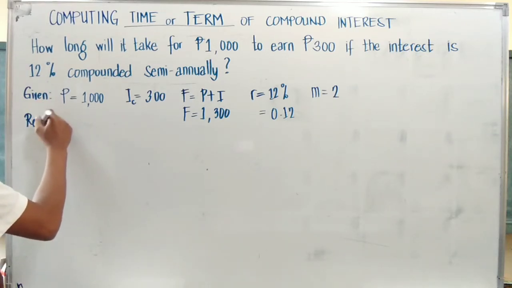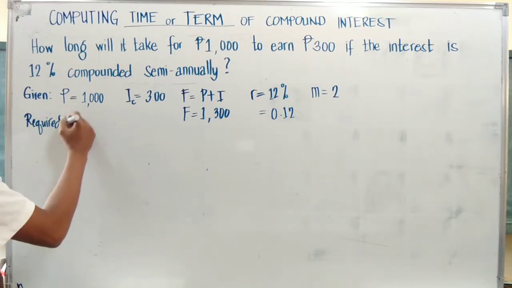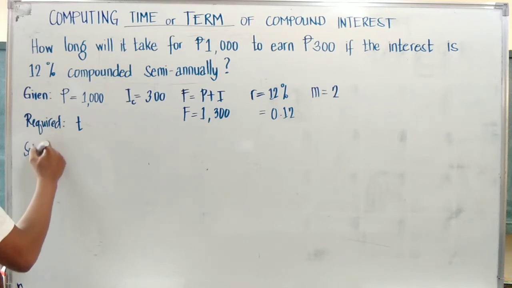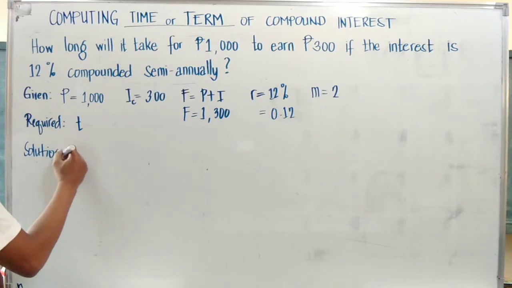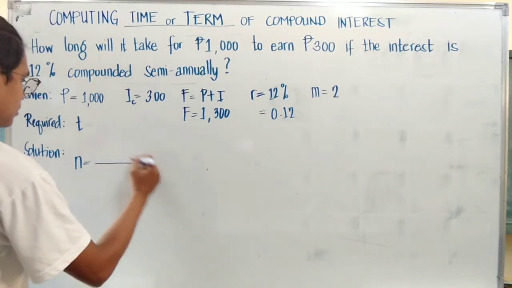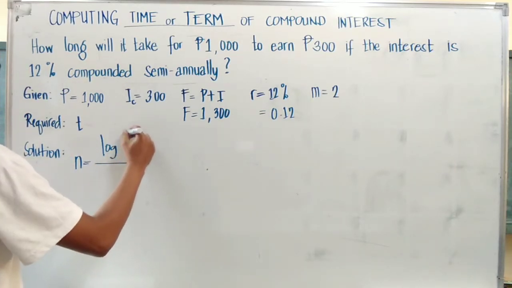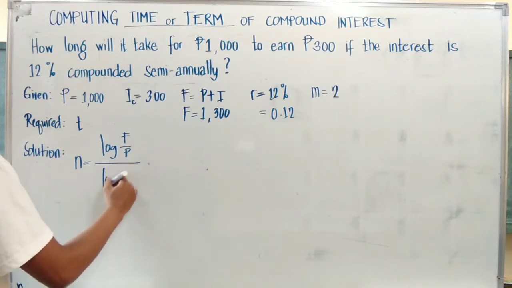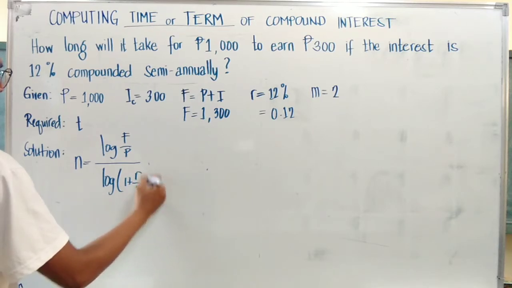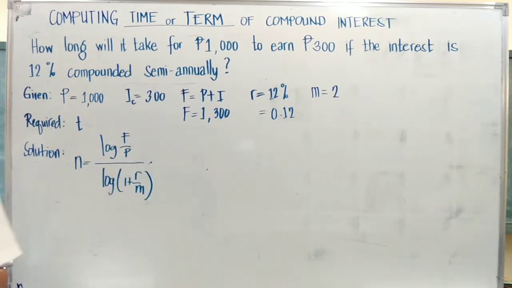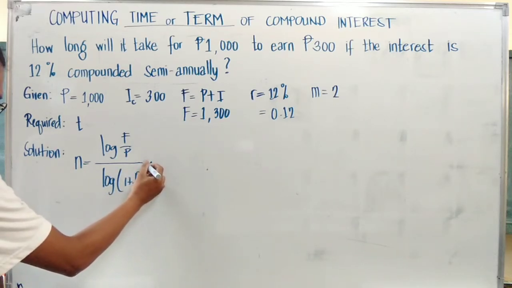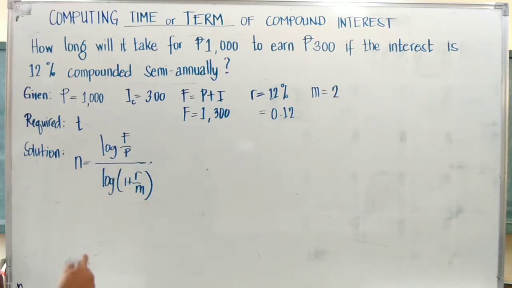Then the required, of course, you are solving for the P, the time of the term. Then, for your solution, again, we'll be using that N equal to log of F over P all over log of the quantity of 1 plus R over M. I'm putting this period for us to identify that there's nothing followed.